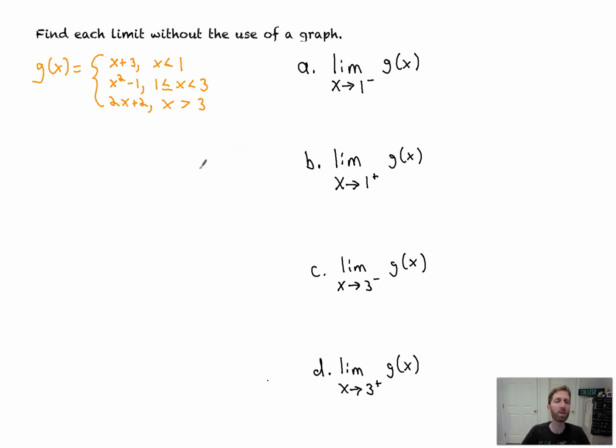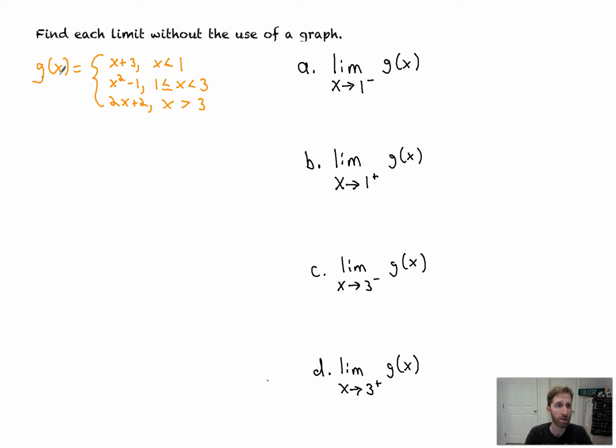So now we're going to deal with one-sided limits when we have no graph. So it says find each limit without the use of a graph. So we're going to actually do this numerically. So in part A, we've got the limit as x approaches 1 from the left side of 1 of the function g of x. Now what is g of x?